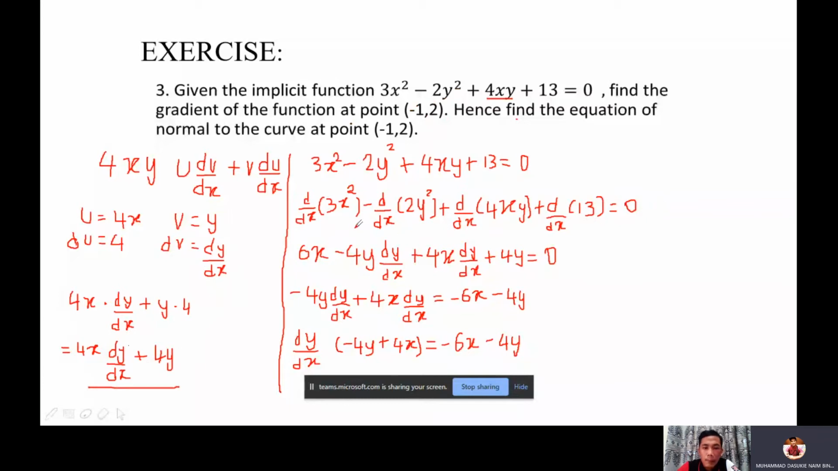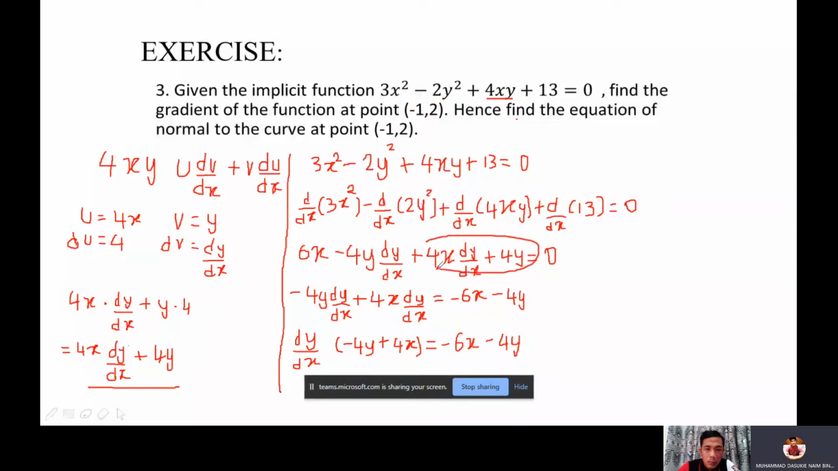And then after you differentiate 3x², you get 6x, minus the answer of differentiating 2y², which gives 4y dy/dx. Why does this one have dy/dx? That's why I said if there is y, you must put dy/dx at the back, plus 4x dy/dx plus 4y.